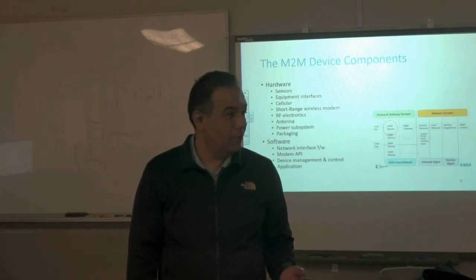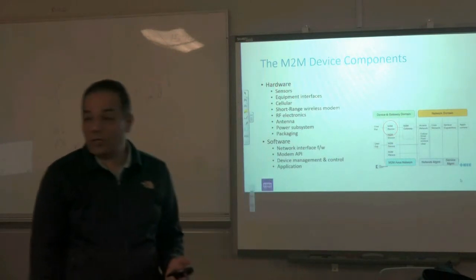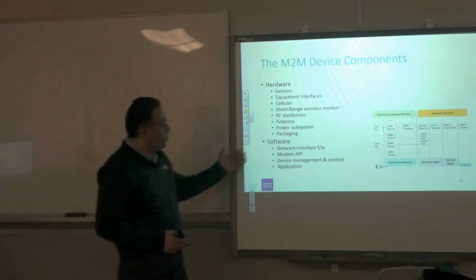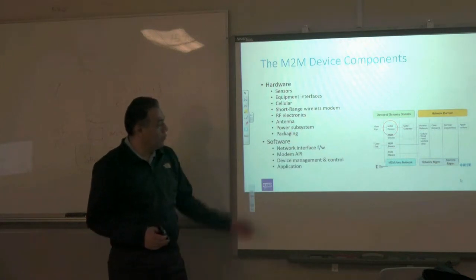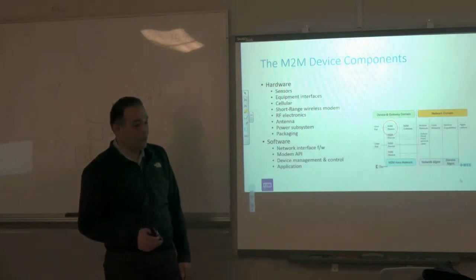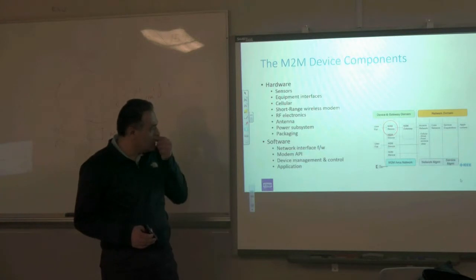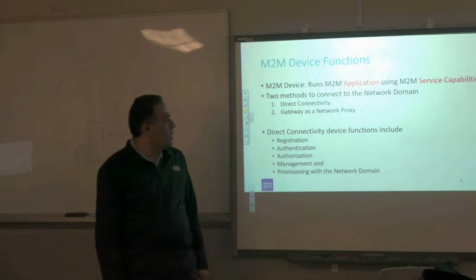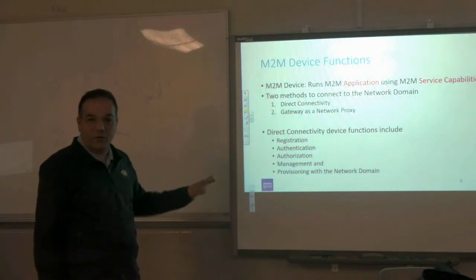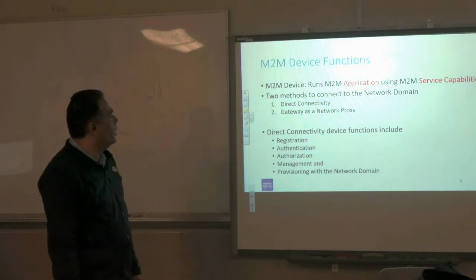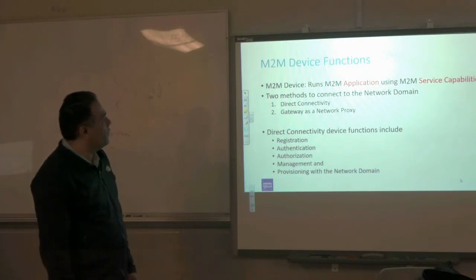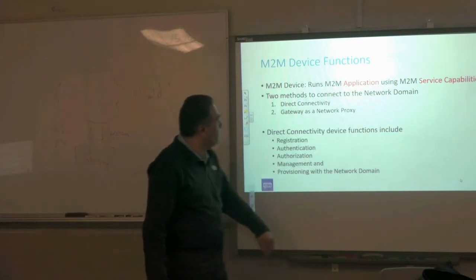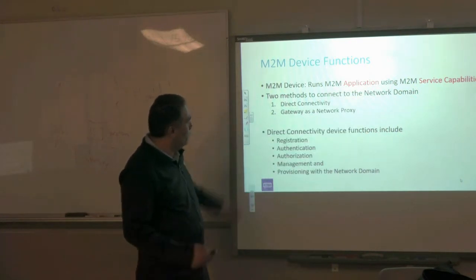Okay? All right? So package it. How you package your product is very important: software, network interface with a firewall, modem, application, API, device management control, and the applications and all of that. We're going to talk in detail about this later, and here I'm just giving you an overview, by the way. So the end-to-end device runs applications and service capabilities, and we'll talk about this.